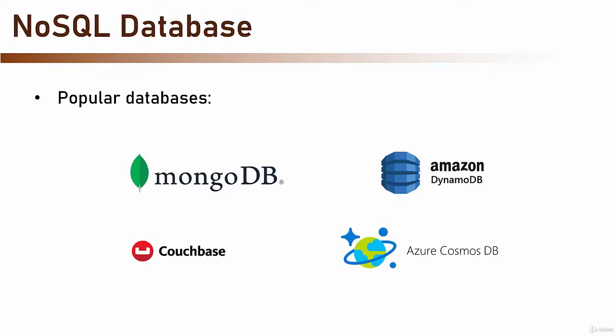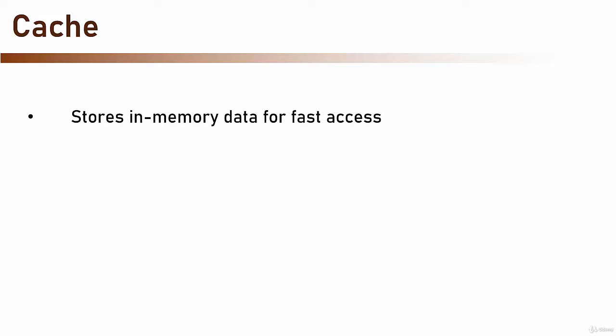You should use this type of database especially when your data is semi-structured. You don't need advanced querying capabilities, and you do need scale and performance. These databases are usually used for storing logs and telemetry data. The next one is cache. Cache stores in-memory data for fast access.